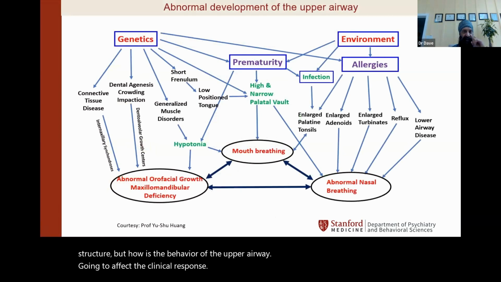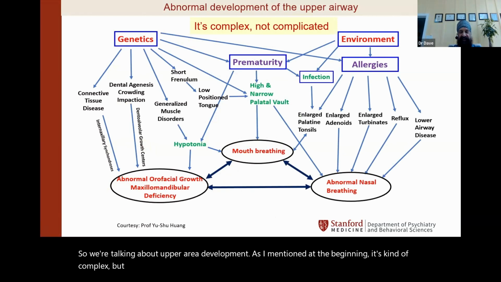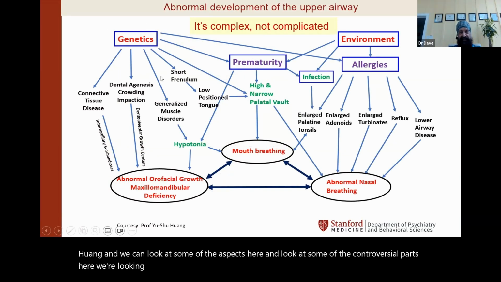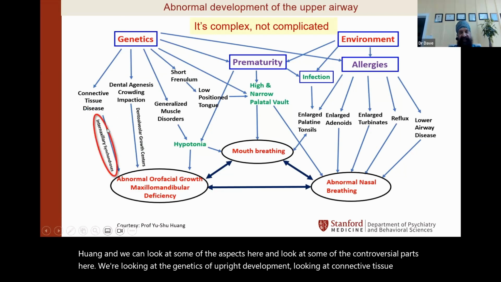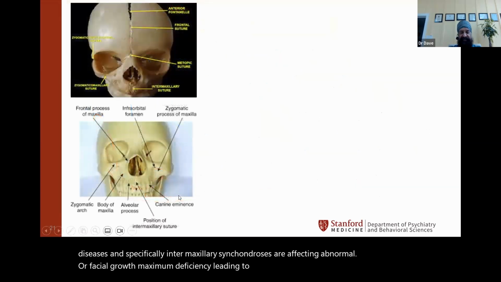So we're talking about upper airway development. As I mentioned at the beginning, it's kind of complex, but it's not complicated. We can take this flow chart, kindly provided by Dr. Huang, and we can look at some of the aspects here and some of the controversial parts. We're looking at the genetics of upper airway development, looking at connective tissue diseases, and specifically intermaxillary synchondroses affecting abnormal orofacial growth, maxillomandibular deficiency, leading to abnormal breathing, and so on and so forth.